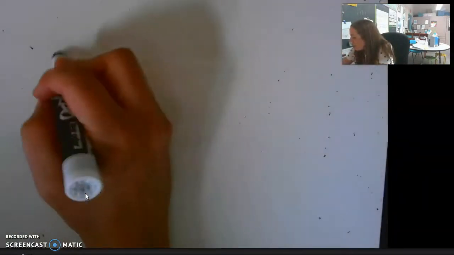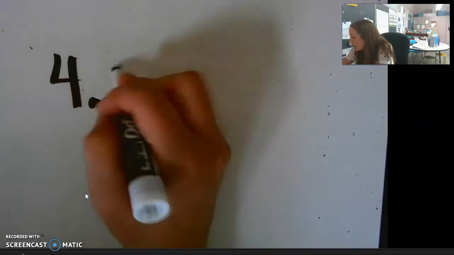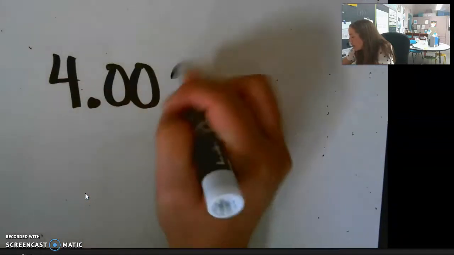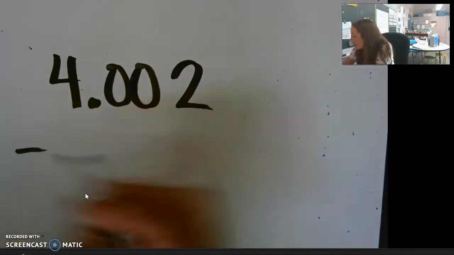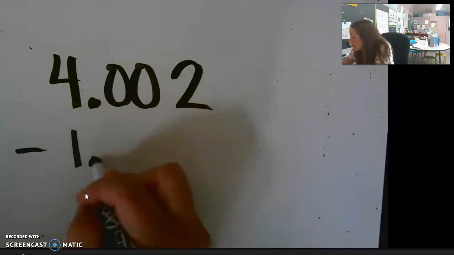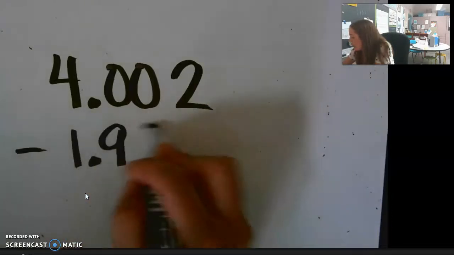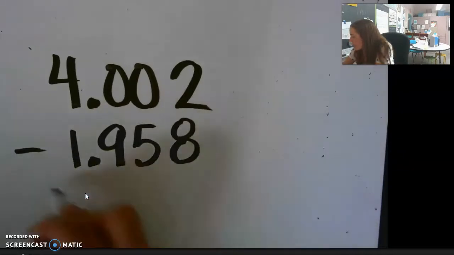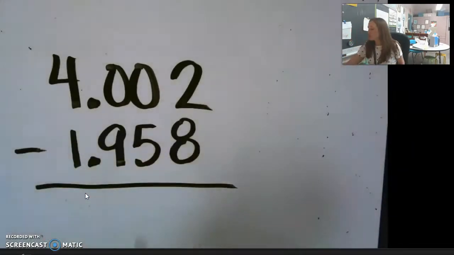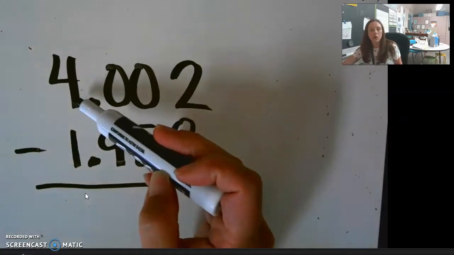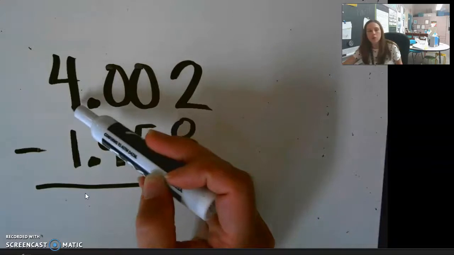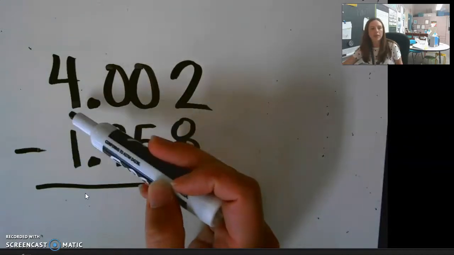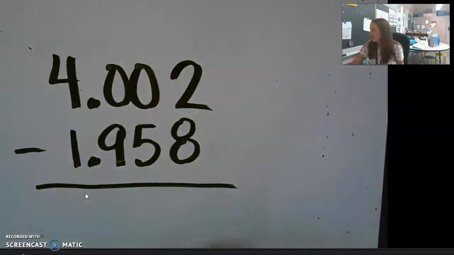We are going to look at 4 and 2/1000 minus 1 and 958 thousandths. We know that we can subtract this because this is 4 wholes and this is just 1 whole. And we know that because this has 4 wholes, it is the bigger number. So we can subtract these two numbers.